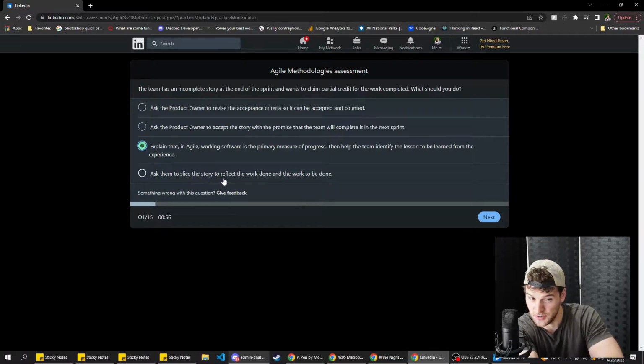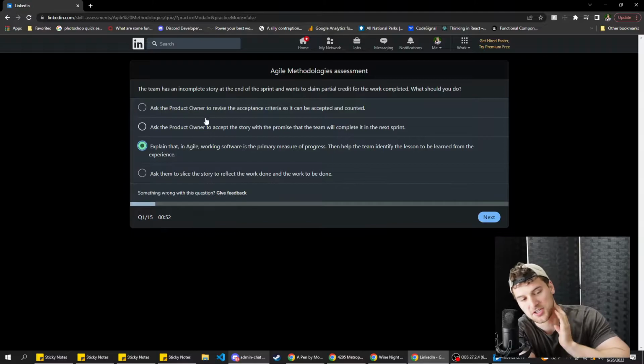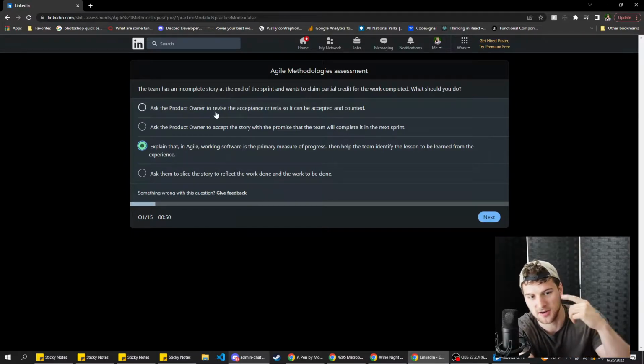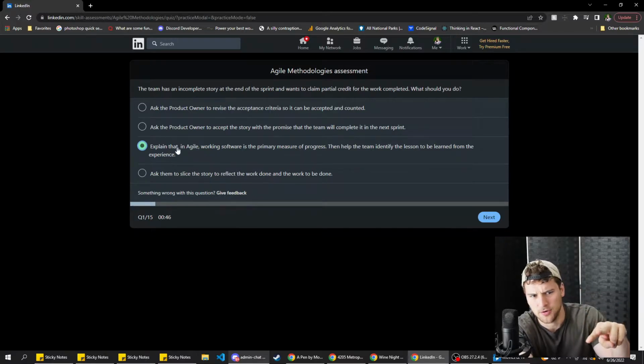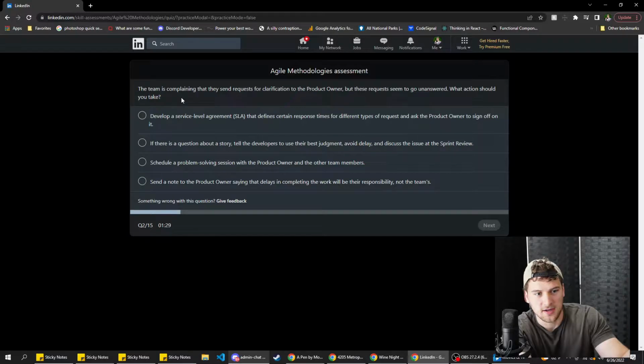Ask them to slice the story and reflect the work done. I think it's C because it's the longest answer, and usually when you're doing tests, the longest answer is the correct one statistically. And two, from what I know about Agile methodology, I feel like this is the right answer, so we're gonna go with that.